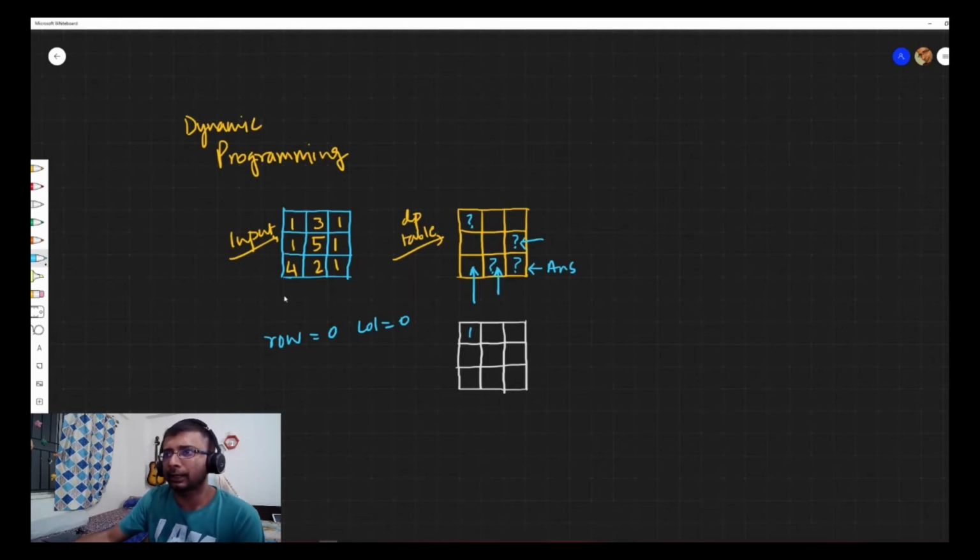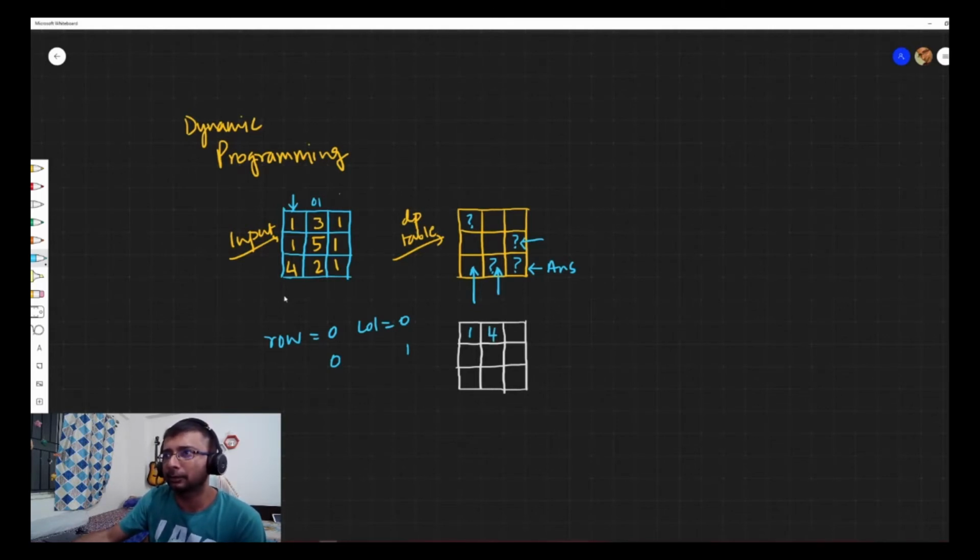Similarly, if I have to go to row 0, column 1, that means this cell over here, 0, 1, to reach this, the only movement that I was allowed is a right movement. So the cost of reaching would be the cost of my previous cell plus the cost of this cell. So it would be 4.